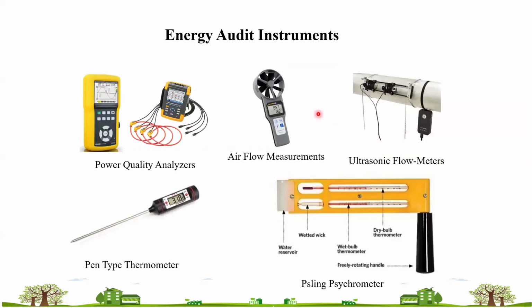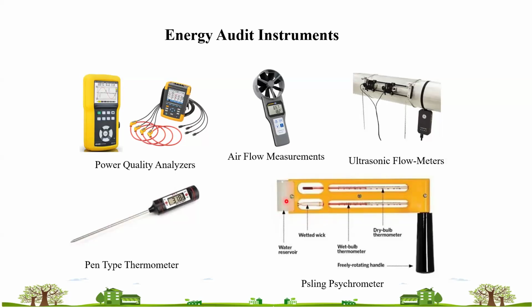These are some energy audit instruments used in cooling tower performance evaluation. This is your power quality analyzer or fan power measurement equipment. Airflow measurement is done with the help of an anemometer. An ultrasonic flow meter is for flow measurement. A pen type thermometer is used to get accurate temperatures of the inlet water and outlet water. And a sling psychrometer is used for ambient air temperature or exhaust air temperature. It will give you DBT and it will give you WBT.